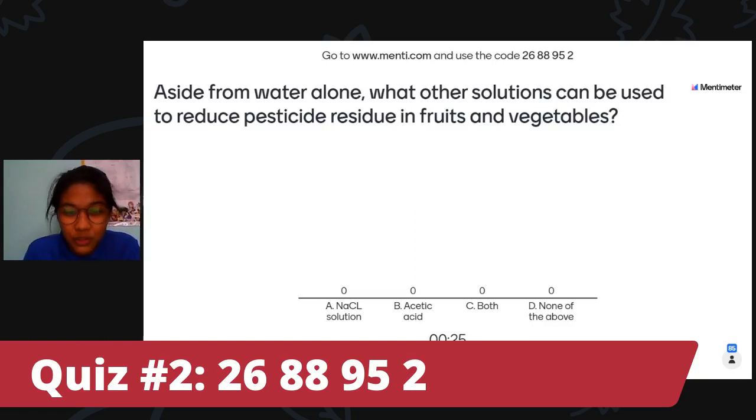What other solutions can be used to reduce the pesticide residue in fruits and vegetables aside from water alone? Anong pwedeng i-tandem? I think may percentage din to na sinabi. So 5 seconds left. 3, 2, 1. Time's up. Answers in.